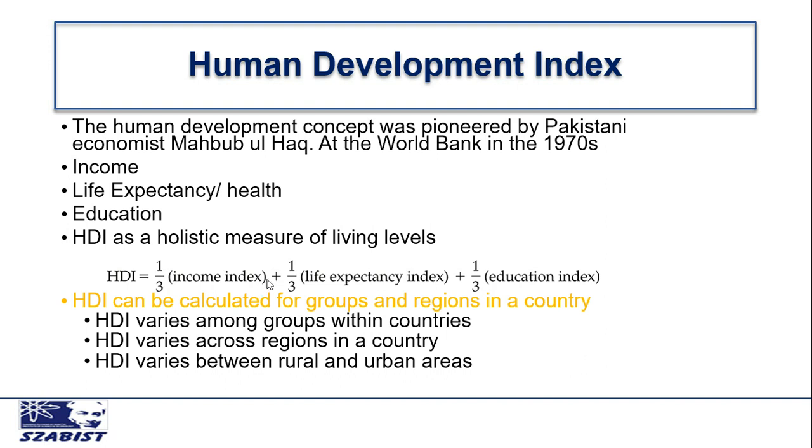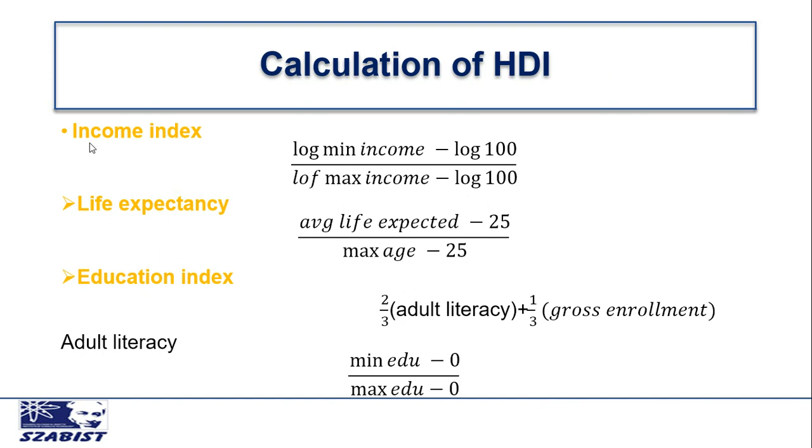Basically, when we talk about an index, there are certain other variables attached to this index, and we have merged these variables in the calculation of a single variable. So let's discuss how we can calculate the income index, and how we can calculate the life expectancy and education index. For the calculation of the income index, we have to take the log of the minimum income and log 100, and the log of the maximum income and log 100. We have to decide what is the minimum income, which is decided by our government, and what is approximately the maximum income in our country.